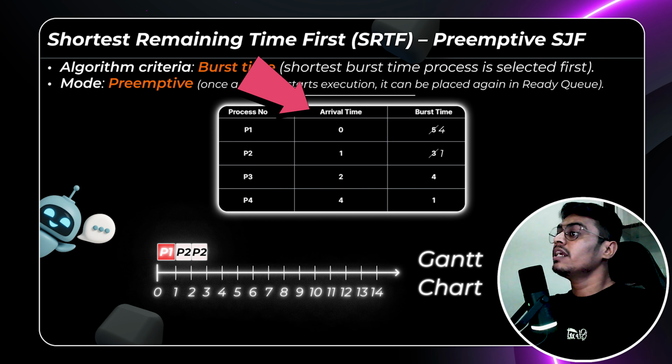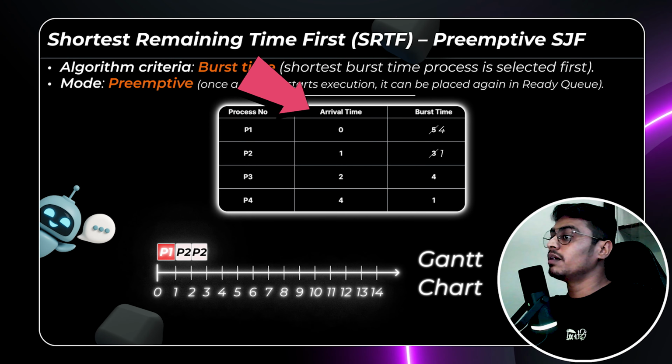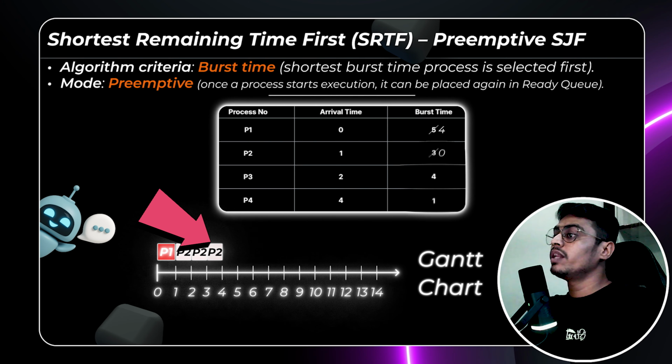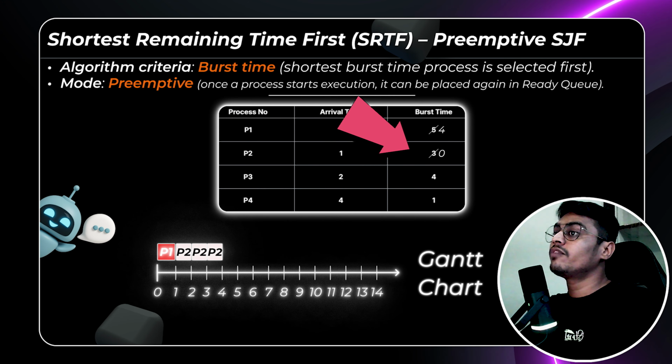Now at 3 we will check again which processes are in the ready state. P4 will come at 4. P2 has the lowest remaining burst time with 1 unit. So P2 will run again and will get completed at 4, because when you run it from 3 to 4 it got completed. So P2 got completed, then you can remove it from the ready queue.